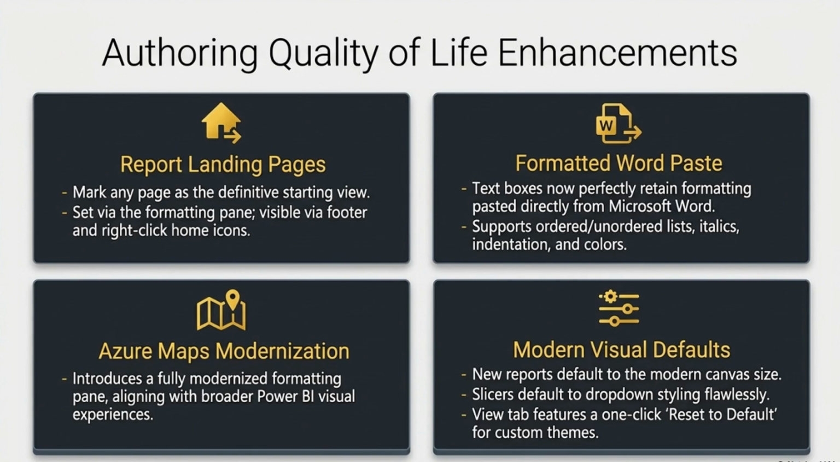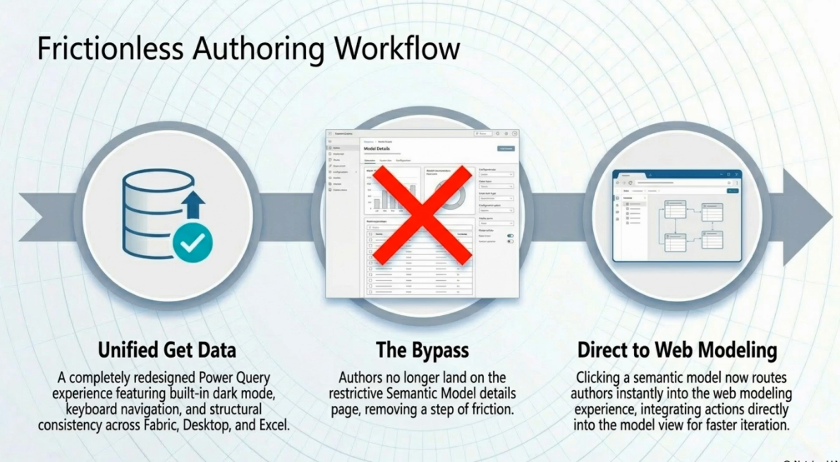Azure Maps just got a beautifully updated modern formatting pane. And this last one is huge. You can now set exact fixed pixel widths for your table and matrix columns, even setting different widths for desktop versus mobile views. Finally, let's wrap up with Section 4, Streamlining Your Data Workflow. This is all about the foundation.